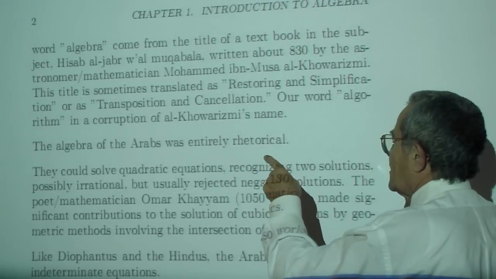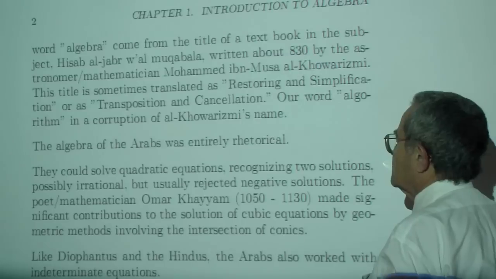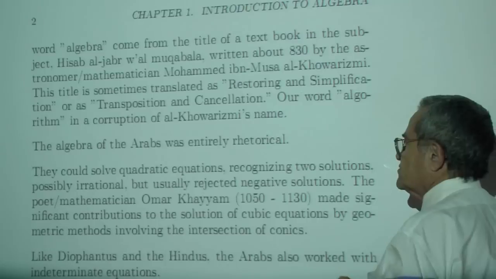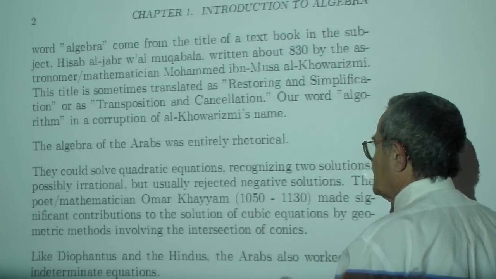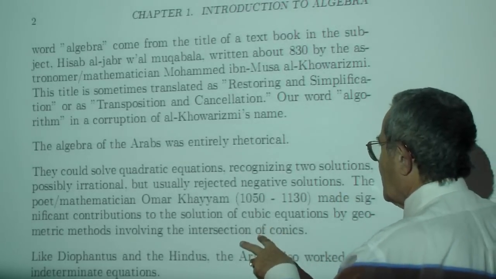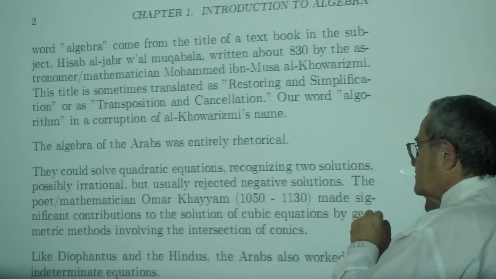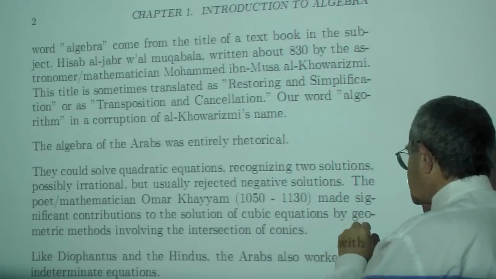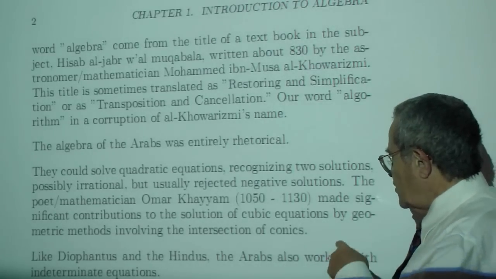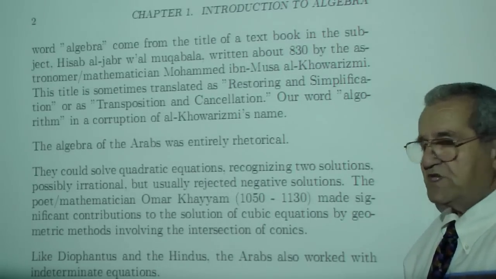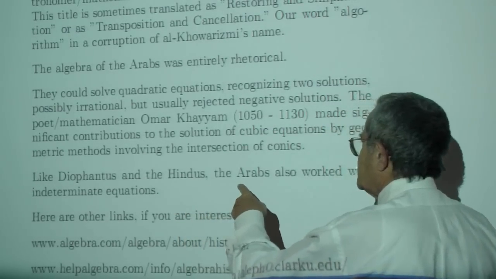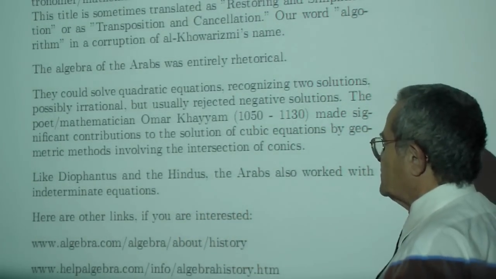The algebra of the Arabs was entirely rhetorical. They could solve quadratic equations, recognizing two solutions, possibly irrational, but usually rejected negative solutions. The poet and mathematician Omar Khayyam, from 1050 to 1130, made significant contributions to the solution of cubic equations by geometric methods involving the intersection of conics. You will learn about conics in intermediate algebra and beyond. Conics came from cone. Like Diophantus and the Hindus, the Arabs also worked with indeterminate equations.